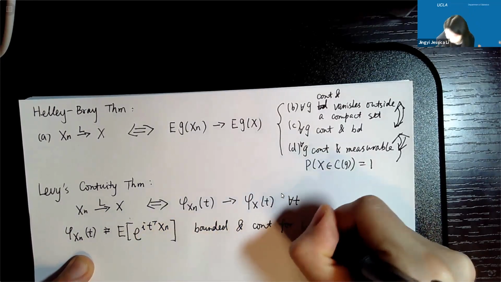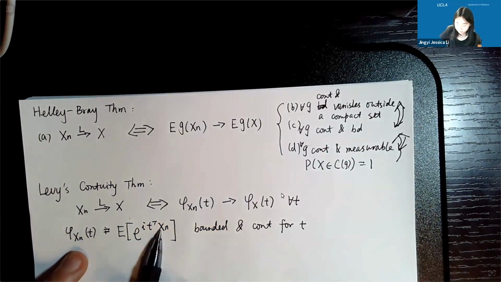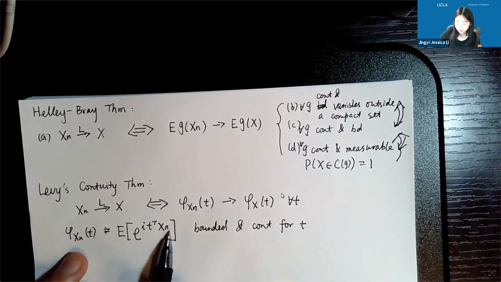This is a function of t. It's not a function of xn because, you know, when we take expectation, it's about xn. So then xn will go away. And what's left is only about t.